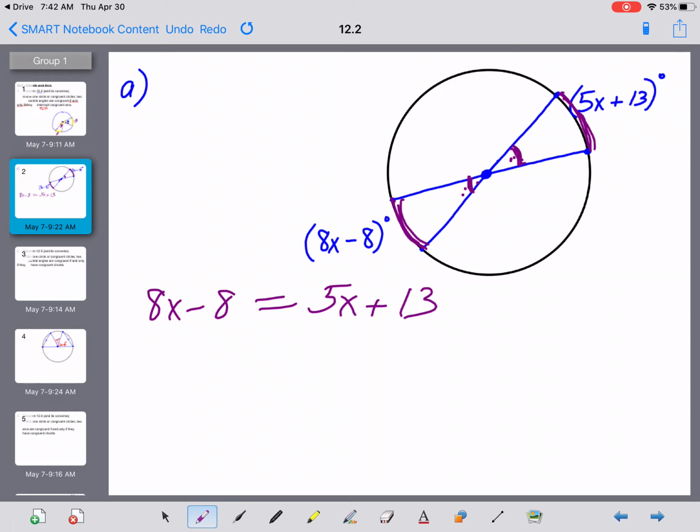And then solving this should be pretty easy. We would subtract the 5x from both sides and get a 3x over here on the left. We would add that 8 over here to the right. 13 plus 8 is going to get us 21. Divide by 3 on both sides, and we're going to get x is equal to 7.